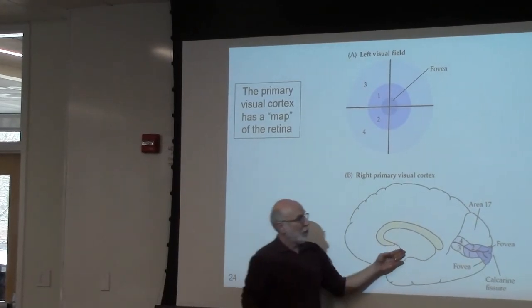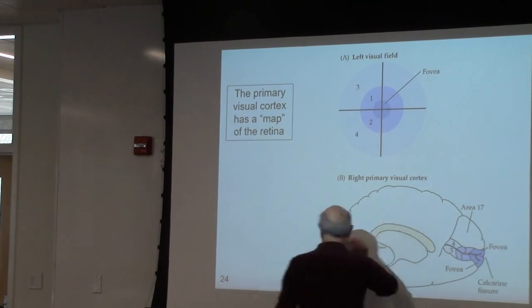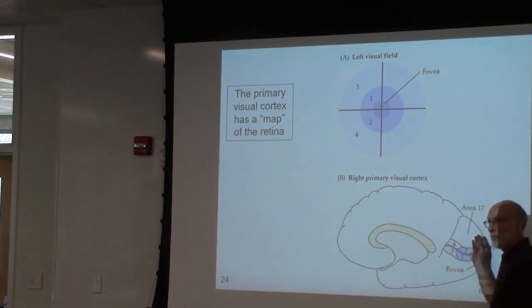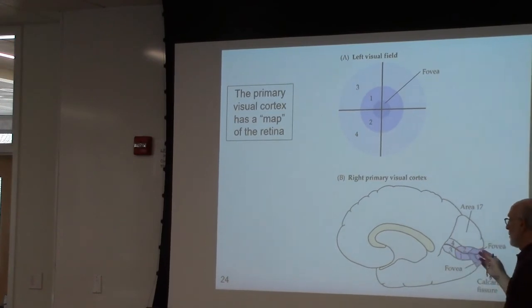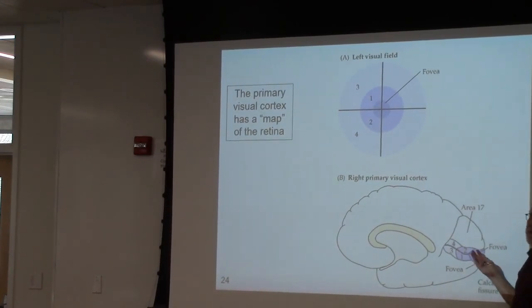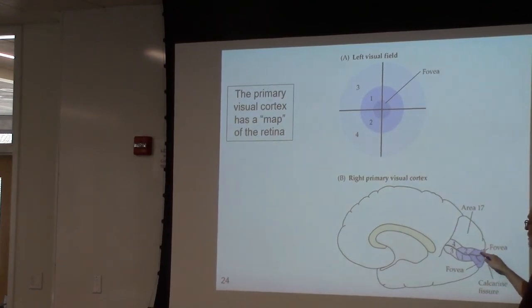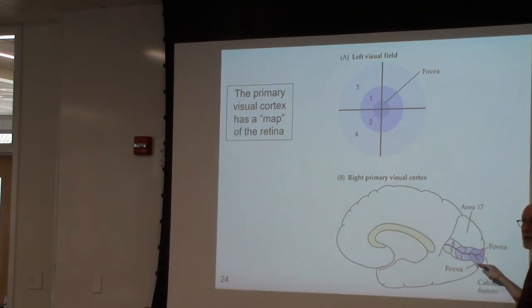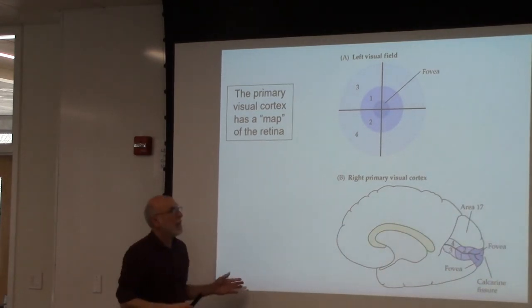Okay, here's the cartoon. This is a midline sagittal section, right hemisphere, left visual field, calcarine sulcus, the gyrus above and below the calcarine sulcus. Okay? Now what is the point I'm trying to make here?